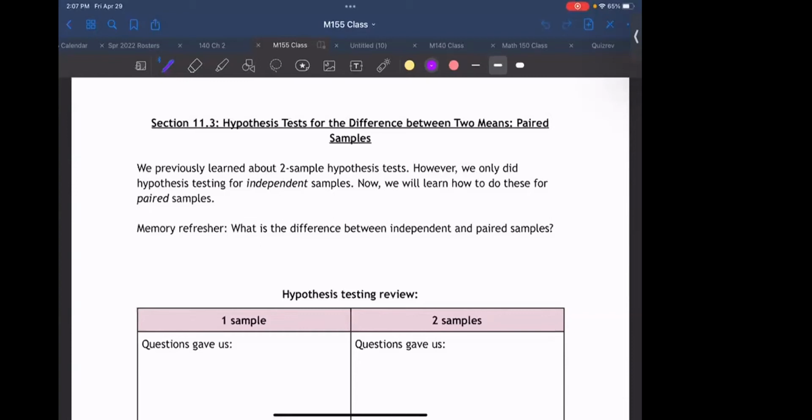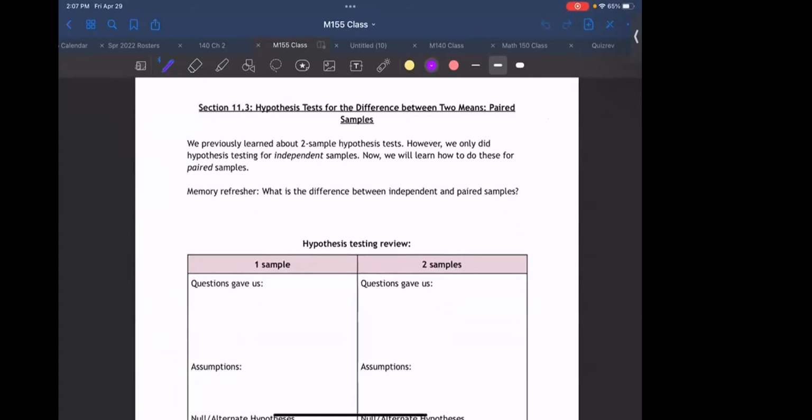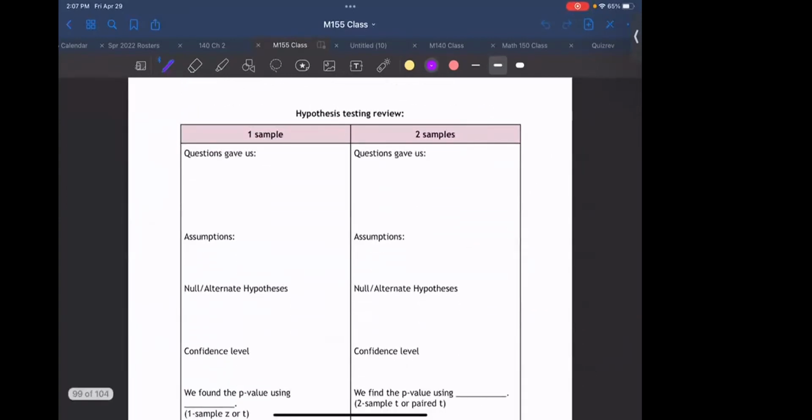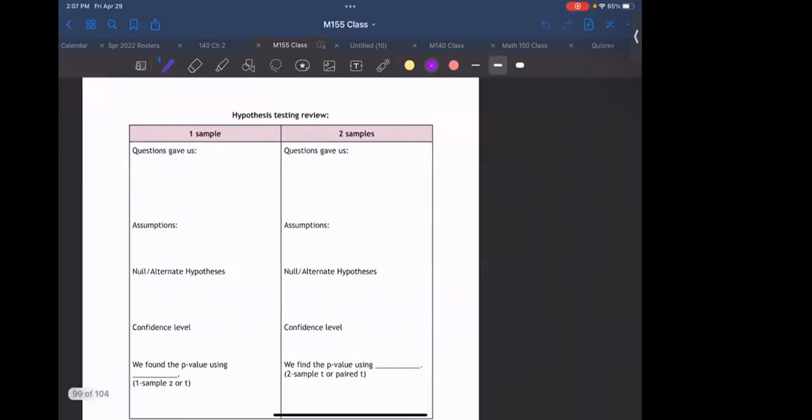Okay. Remember, our quiz is on both independent versus paired samples. So that's something you might want to think about. Okay. Last class, we filled out this chart that showed us the difference between one sample and two sample hypothesis testing. If you don't have the chart, the same chart is filled out for 11.1. So you'll still have that.